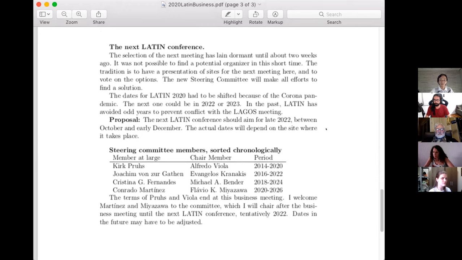A big problem is the next Latin conference. The assumption is that we want one, and unfortunately there has been no move on that until about 2 weeks ago. And in this short time, I could not find a potential organizer. So we should really have a presentation of sites at the current meeting for the next one and then vote on them. The past steering committee has failed in this. There's a new steering committee, with a small change in staff, and we will make all efforts to find a solution.